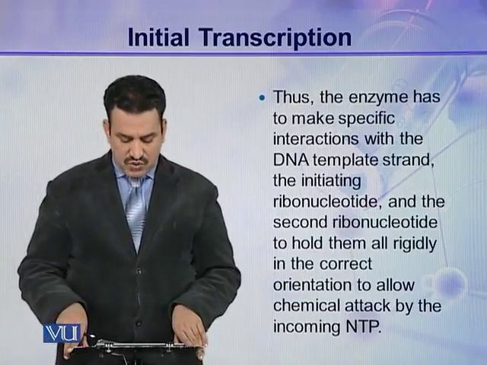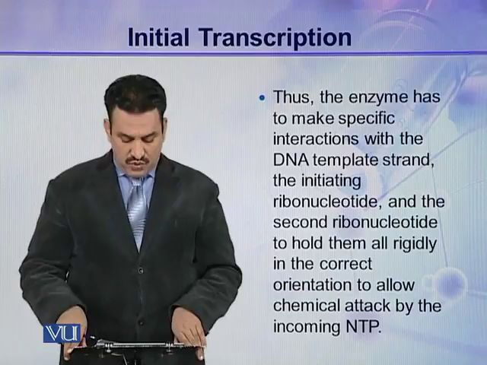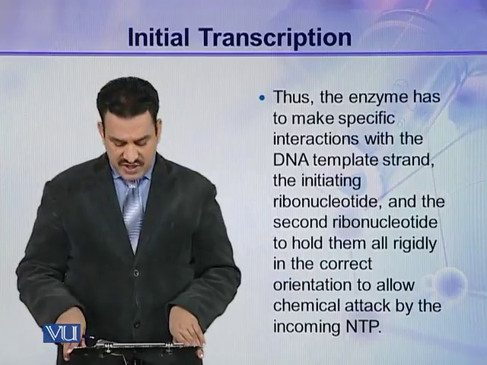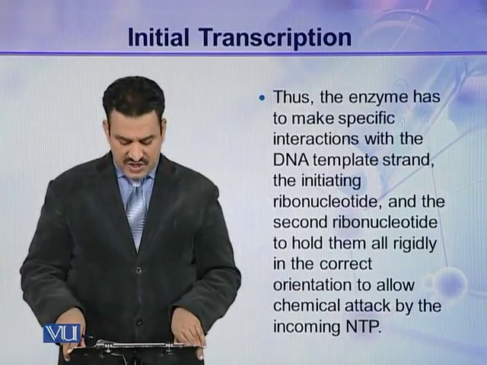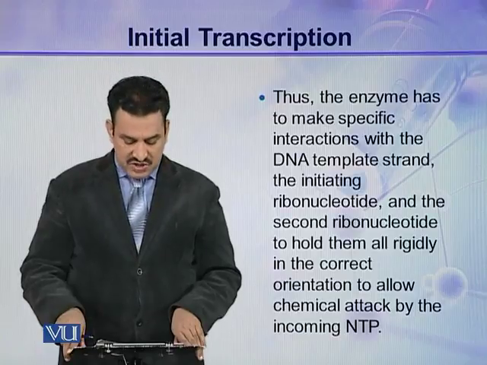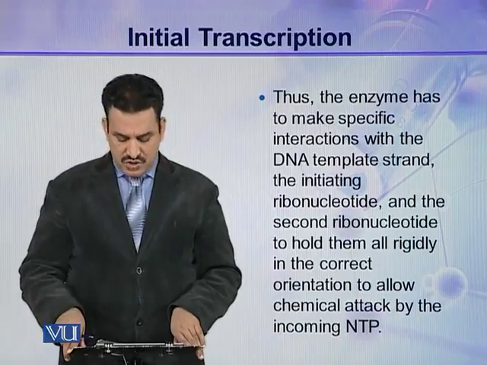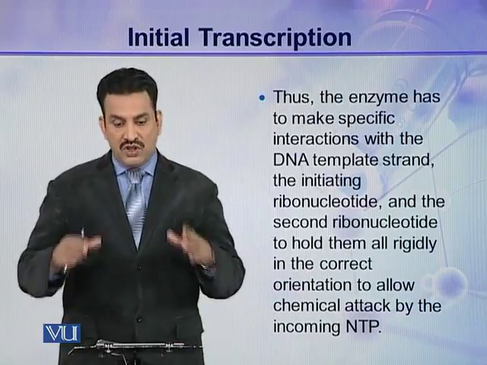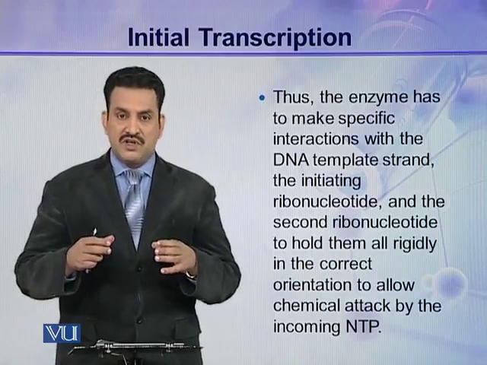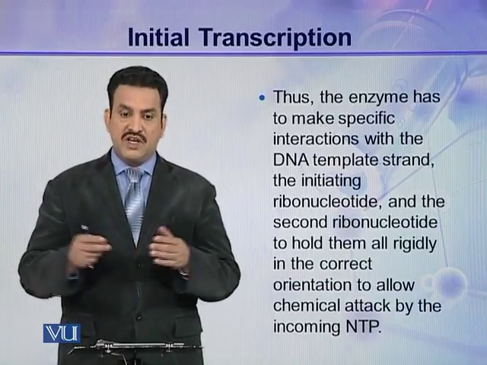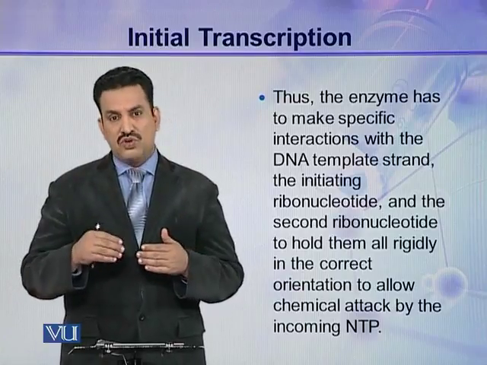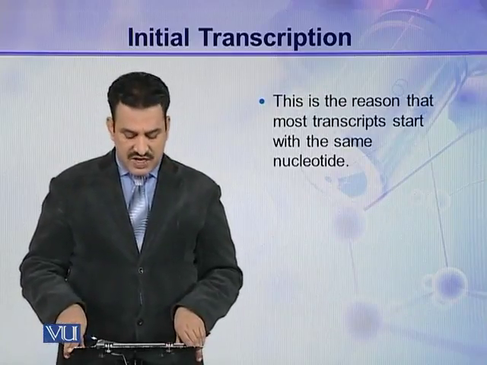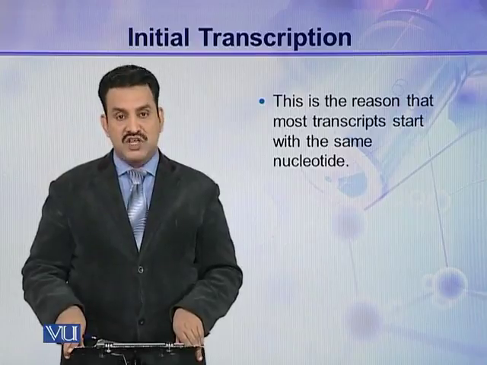Thus the enzyme has to make specific interactions with the DNA template strand, the initiating ribonucleotide, and the second ribonucleotide to hold them all rigidly in the correct orientation to allow chemical attack by the incoming NTP. So all these things must be kept rigidly in space so that the joining of the new nucleotide can take place. This is the reason that most transcripts start with the same nucleotide.